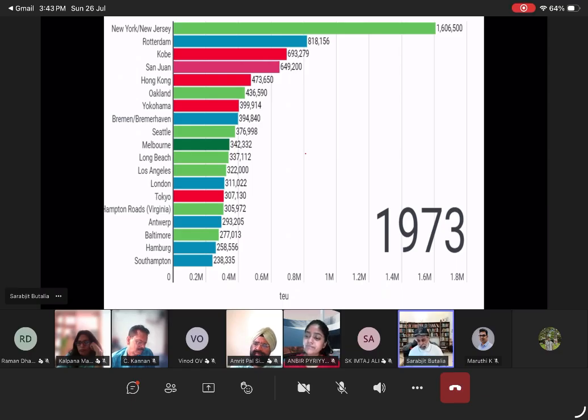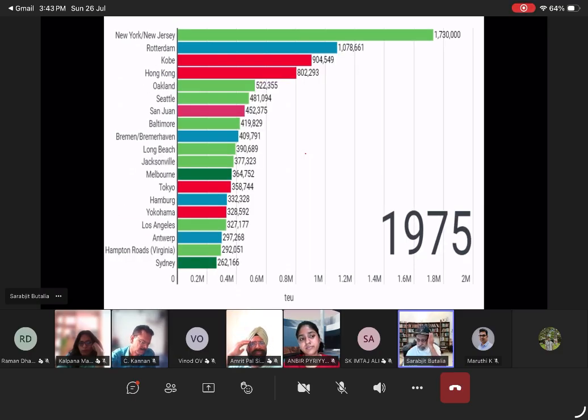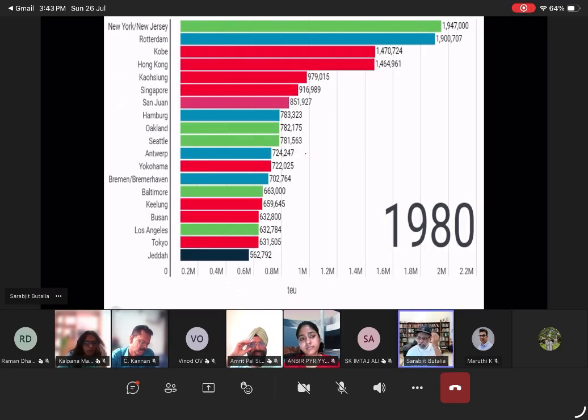So this was the 1973 scenario. And this was 1975. This was 1980. Now in 1980, you can again see Singapore has just come up, number 5 or 6 there, at 900,000. Now you will see the leap from 1980 to 1985.